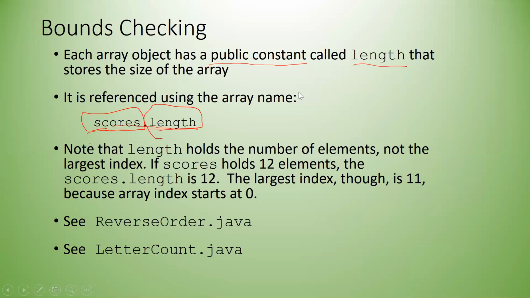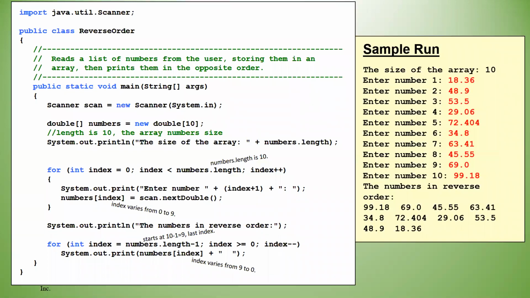We continue. Let's look at this. This is reverse order. You create a scanner named scan and a double array. Enter the size of the array, printed out with the array name dot length, and use this syntax. Notice that dot length would be 10, right? And you print out enter number, index plus 1.